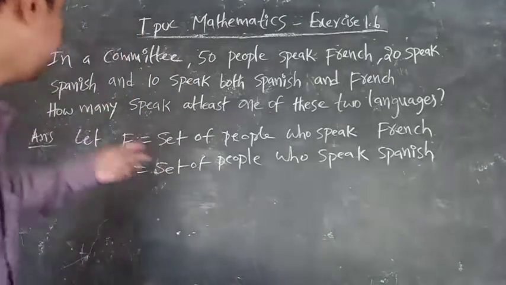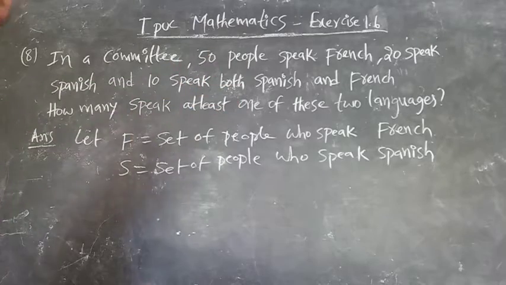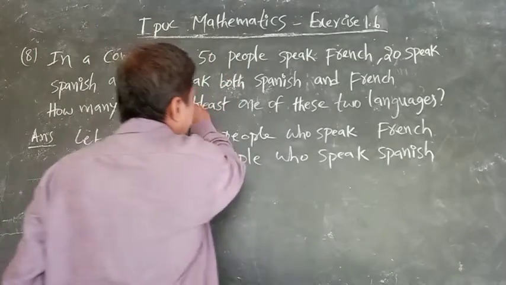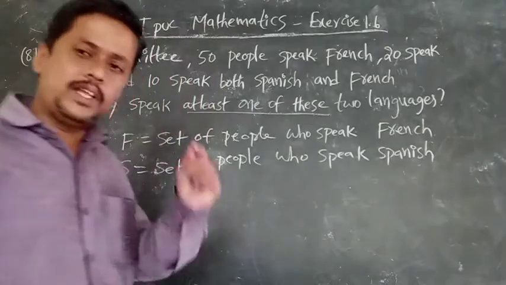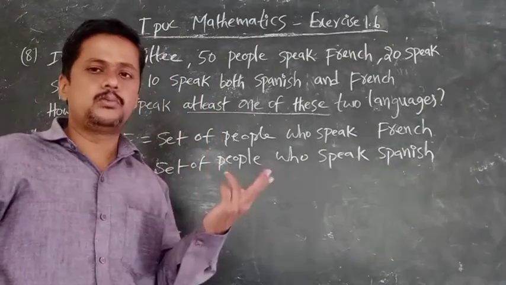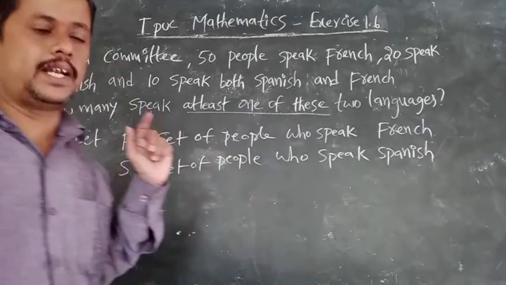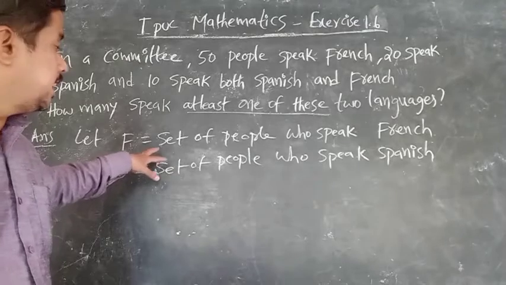And how many speak at least one of these two languages? So what is the meaning of this, sir? At least one of these two languages means one language or two. So one or two means that is union. At least one means union. You have to calculate that. That's why I have written the two sets like this.